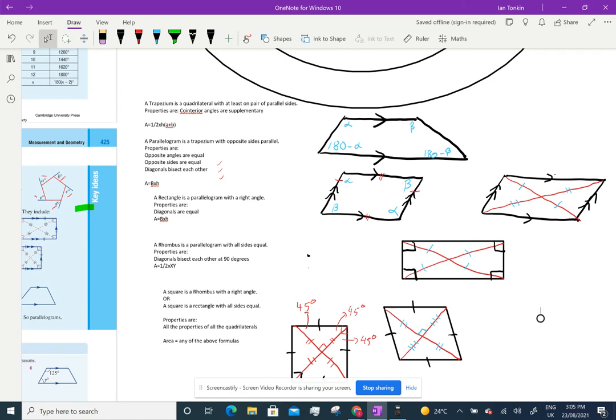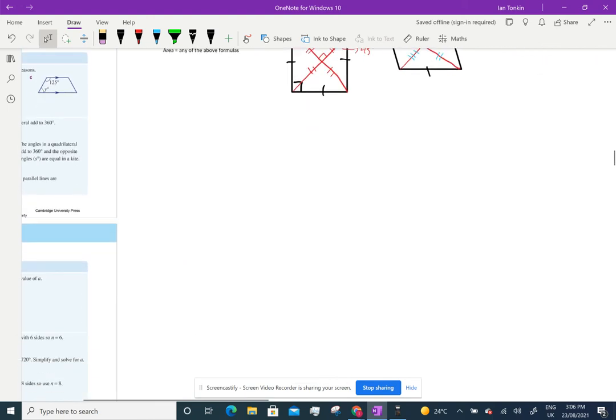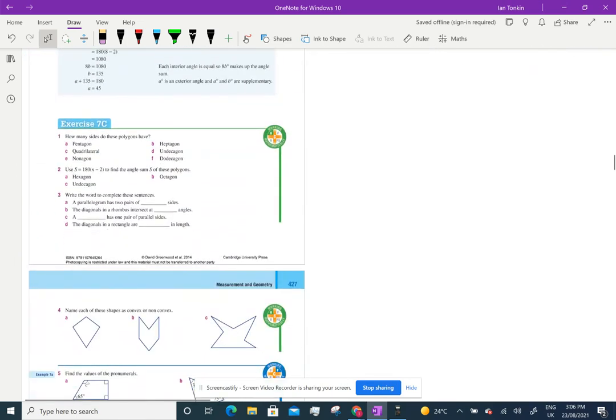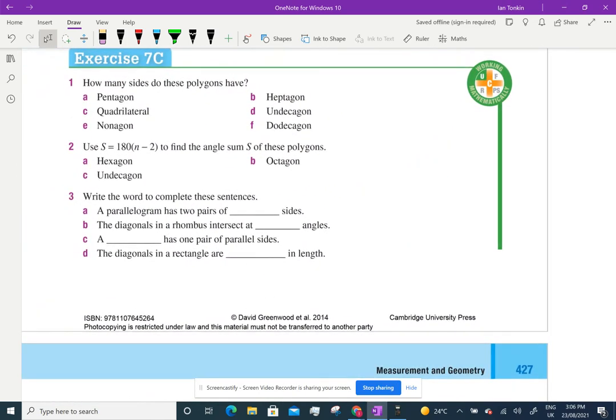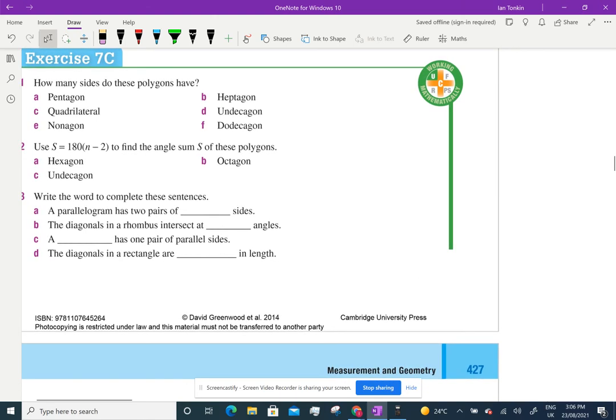All right. Now, I've asked that you do the following questions. Just getting it up. So, make sure you got good notes and have a go at 2, 5, 6, and 7. So let's have a look at what they're asking. Question 2. Use that formula. I'm going to do one, you do the others.